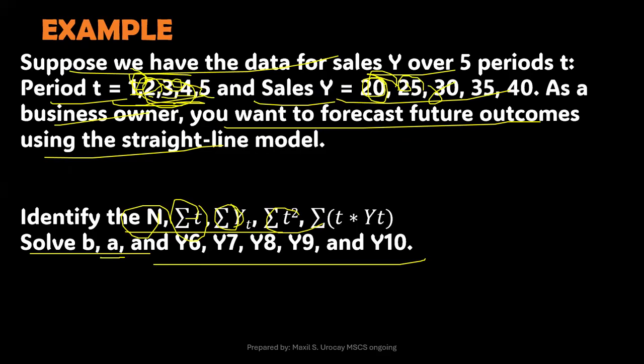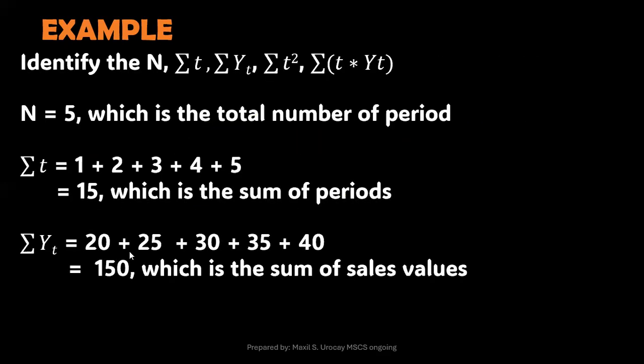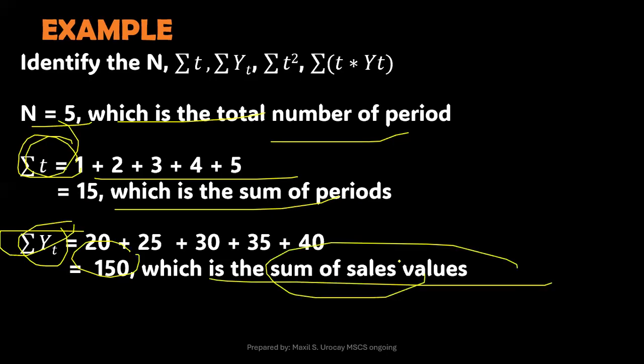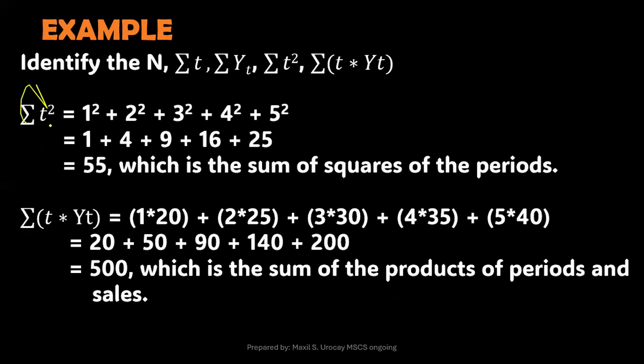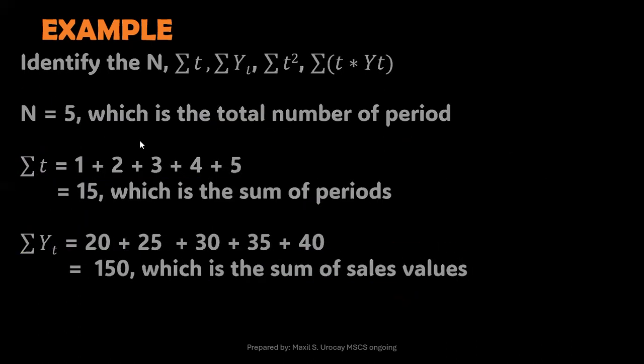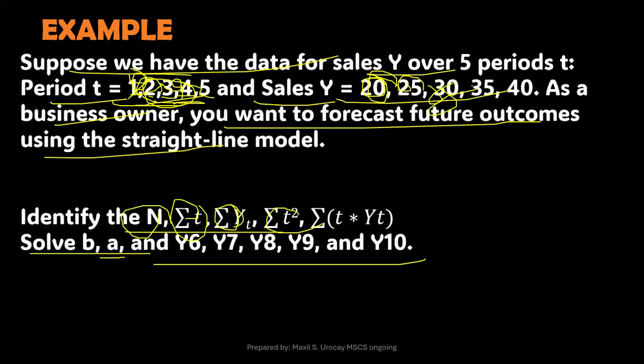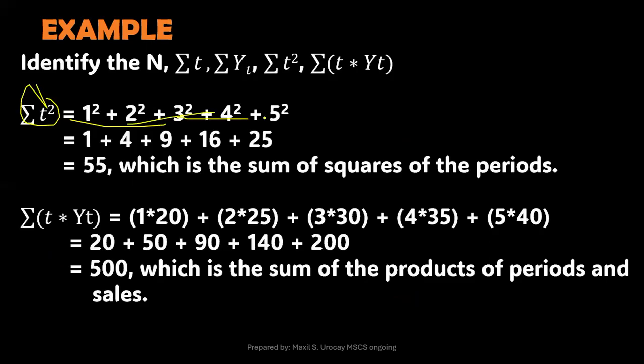So 20 plus 25 plus 30 plus 35 plus 40, that is your summation of Y, which equates to 150, the sum of the sales values. Afterwards, you have to identify the summation of T squared. Your T is 1, 2, 3, 4, 5, and you square each and sum everything: 1 squared, 2 squared, 3 squared, 4 squared. So 1, 4, 9, 16, 25, you add them all. It will become 55, which is the sum of squares of the period.